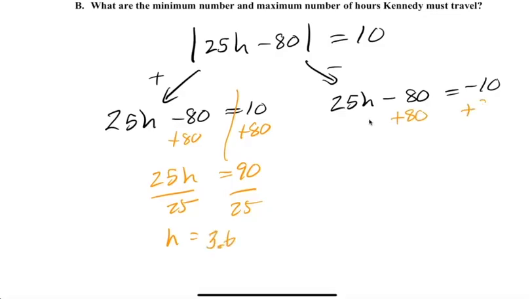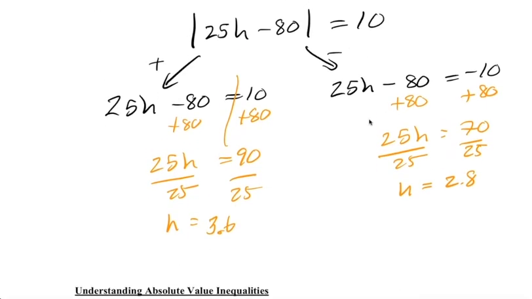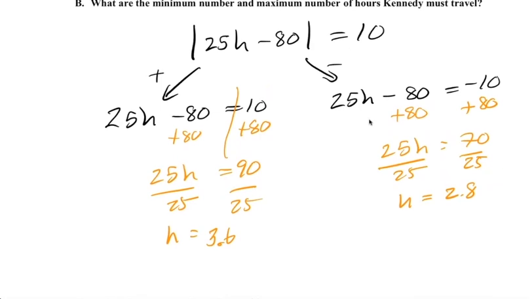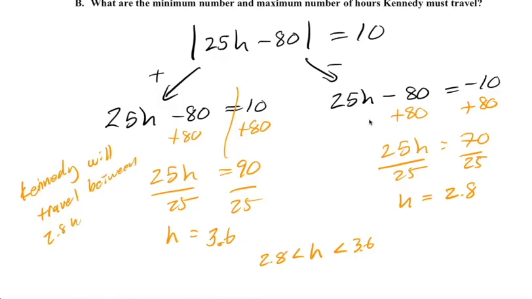Over here, plus 80, 25h is equal to 70. And then we divide by 25. So now this is the one. This is the 2.8 I was looking at in my notes. So 2.8. We're going to have to go between, right? She's going to have to travel between 2.8 and 3.6. So Kennedy will travel between 2.8 hours. Oh, these are hours. And 3.6 hours. There we go. That's the lesson.